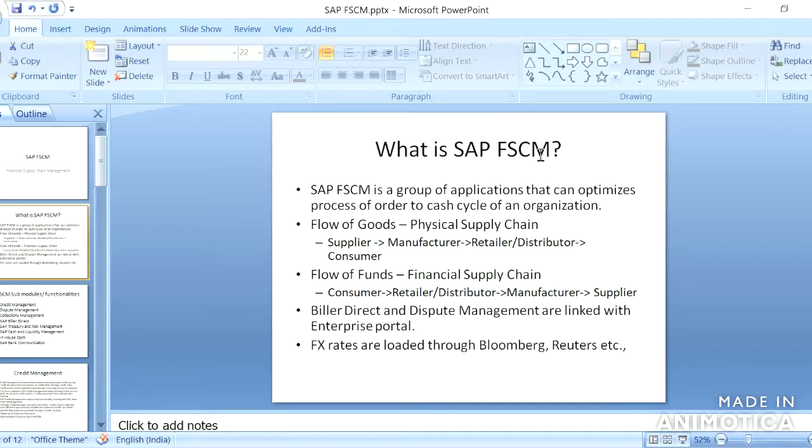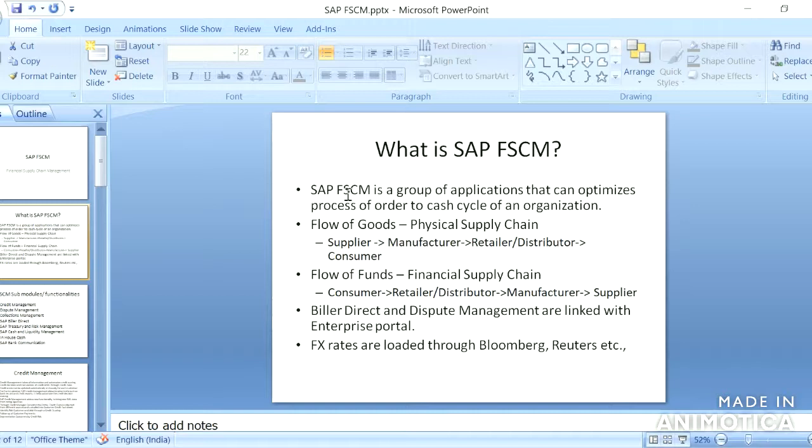So, supply chain means starting from manufacturer and reaching to customer. What actually is the supply chain? So, the total process is nothing but supply chain management. So, what is financial supply chain management? So, what are all the financial aspects included in this supply chain management is nothing but financial supply chain management. So, if we see the flow of goods, the physical supply chain.